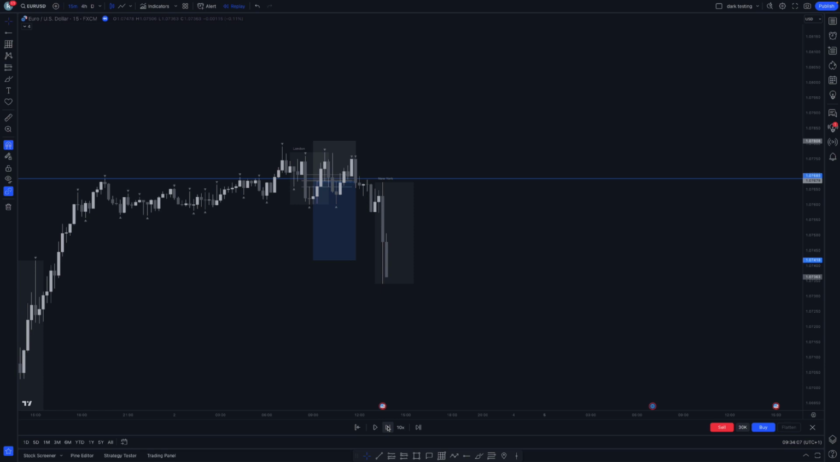Do we get a continuation? We do get a fair value gap right here. And I would again be happy to look to trade from this FVG. Entry right here at the 50%, stop above this high, so 13.3, give it around a 15 pip stop loss, and then we can look to target our 1 to 2.